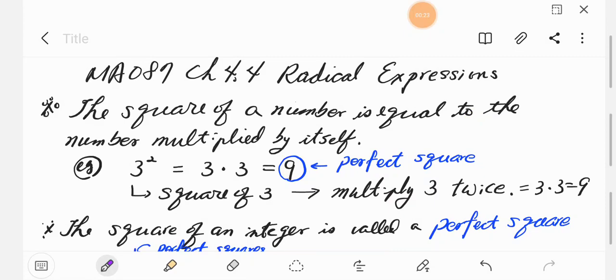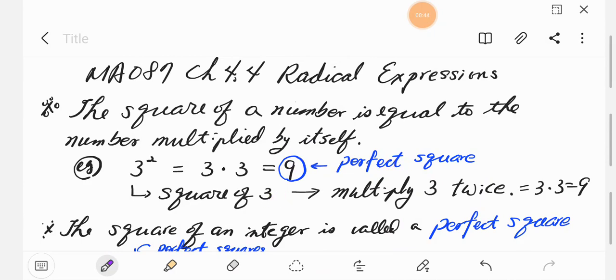So look at this one. This is 3 squared, right? We read it as the square of 3, or 3 squared. This means you are multiplying the base 3 twice, so you get the number 9. And this number 9 is called a perfect square.